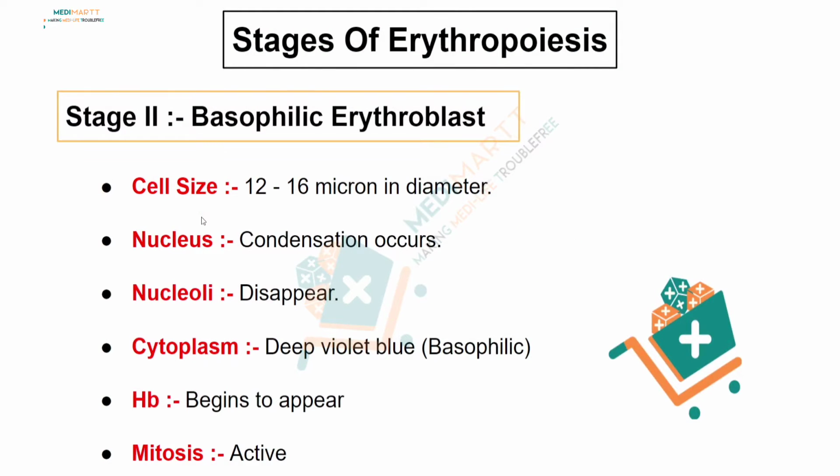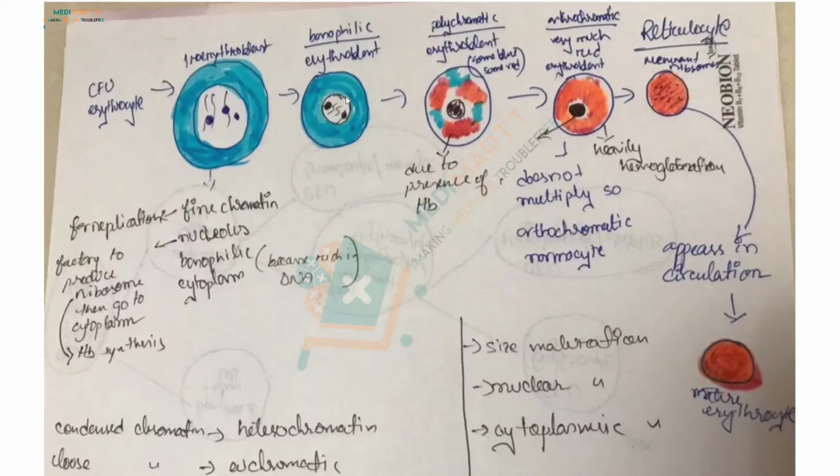Basophilic erythroblast: the cell size is 12 to 16 micron in diameter. In the nucleus, condensation occurs and the nucleoli disappear. Cytoplasm is deep violet blue, again basophilic, and hemoglobin begins to appear. Mitosis is active. This is the basophilic erythroblast, you can check it out.